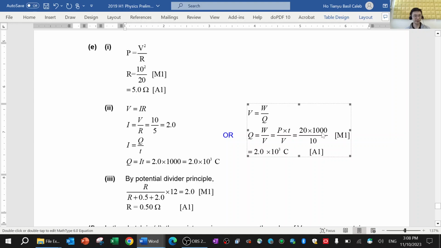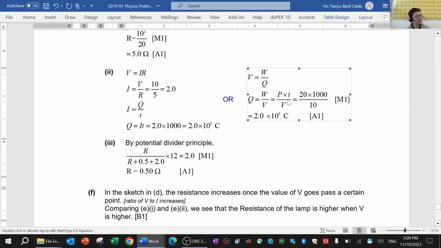There's the other way though, which is a bit less natural, but it's actually faster. That is using V equals W over Q. This is one of the definitions of voltage or potential difference. Potential difference is the work done in driving one charge across the component. So if you rearrange, Q equals W over V.